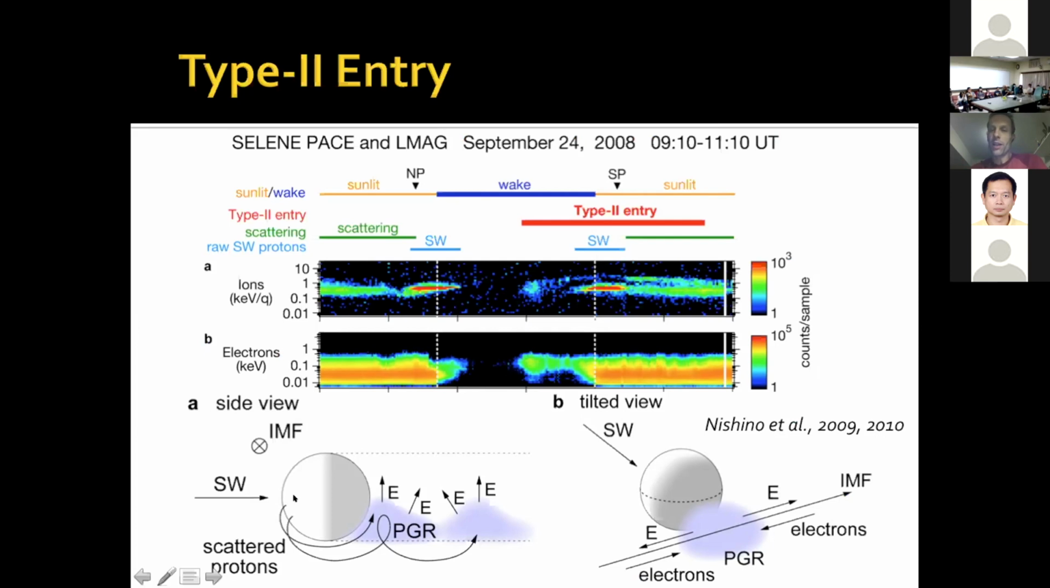And these are actually ions that were reflected on the day side and gyrate into the lunar wake. When they do that, they introduce a bunch of positive charge right in the middle of the wake, and that pulls electrons along the magnetic fields into the wake. And this is another way that you can generate plasma instabilities in the wake.